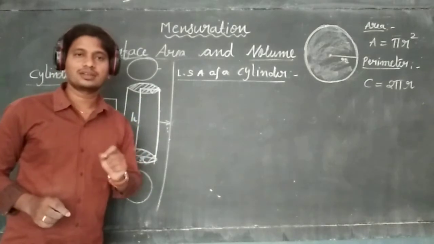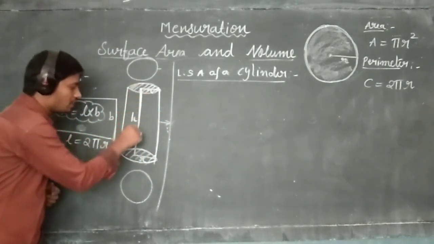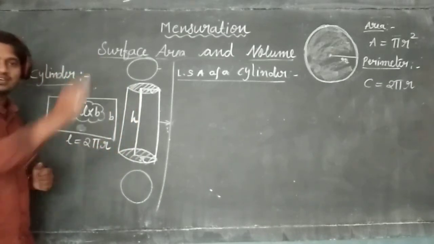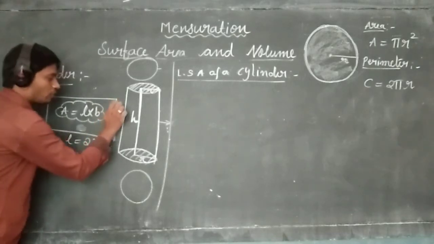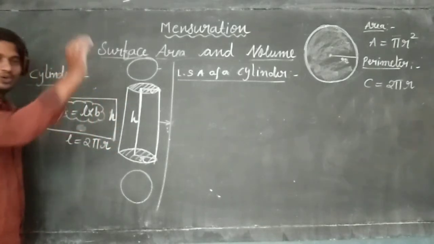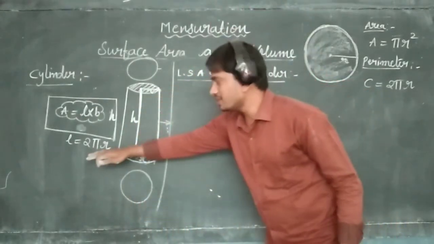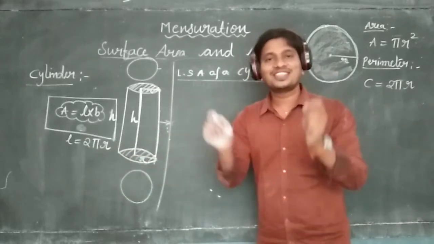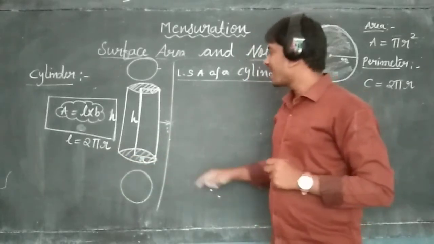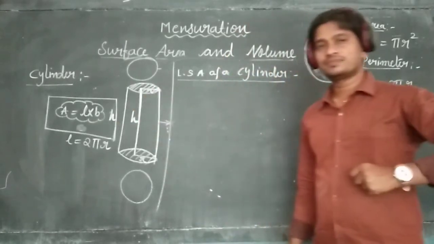Now coming to breadth. What is the breadth of the rectangle? The breadth of the rectangle will be the height of the cylinder. Therefore, breadth is equal to h. Students, understood my point? The circumference of the circle becomes the length of the rectangle and the height of the cylinder becomes the breadth of the rectangle.